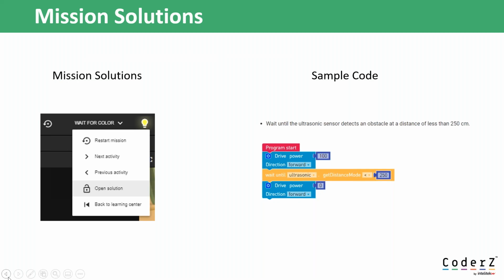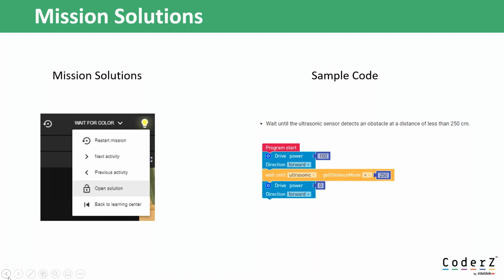And we do offer mission solutions. Each CoderZ mission has a solution file that is only available to teacher accounts. To access this solution file, you open the specific mission you want the solution for. So you'd open that simulation. The name of that mission is going to be at the top center of the screen here. You can see that as the Wait for Color mission. You can click that flyout arrow, that down arrow to the right of the mission name at the top center of the screen, and select Open Solution.